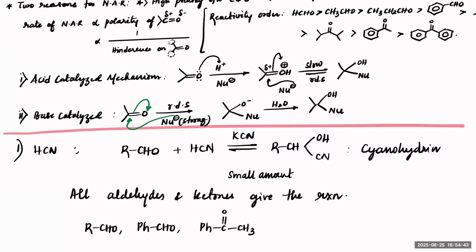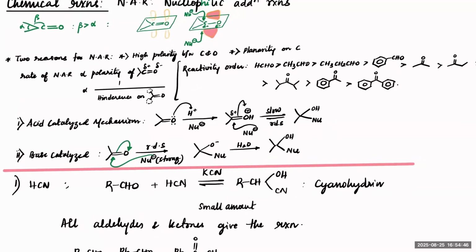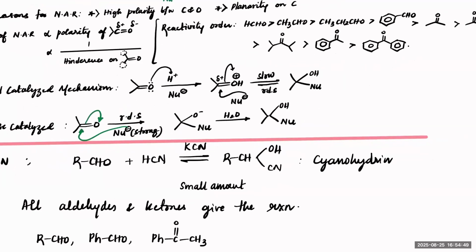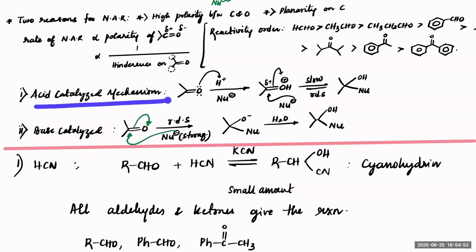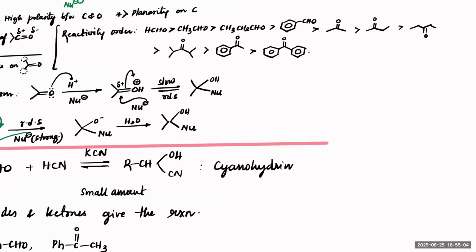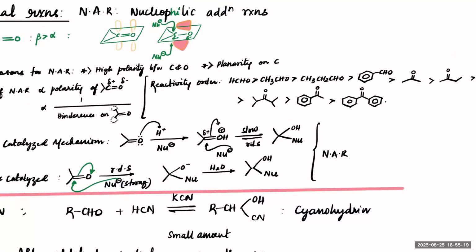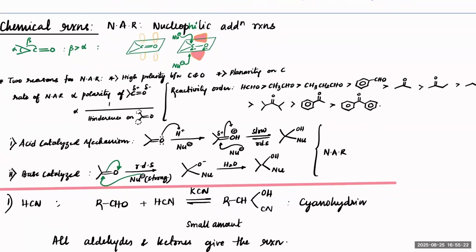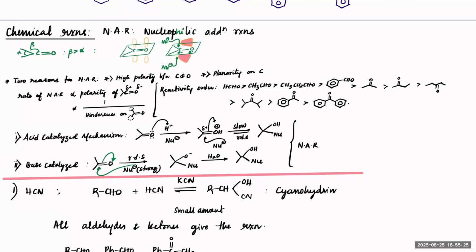Clear? So remember, this is the basic idea behind how the reaction takes place. What did you notice? Whether you take the acid catalyzed or the base catalyzed mechanism, in either case the nucleophilic addition is the rate determining step. That's the reason why we call it NAR. Irrespective of acid or base catalysis, we still call it NAR, because the nucleophile is getting added in the slowest step. Please go through it once, and do ask if you have any doubt. Then I can go ahead.